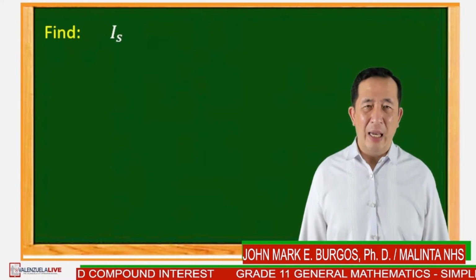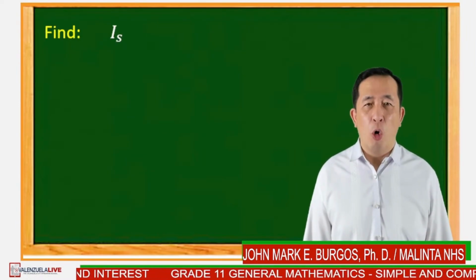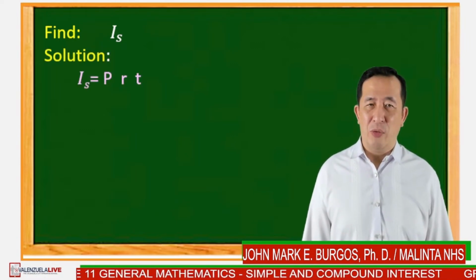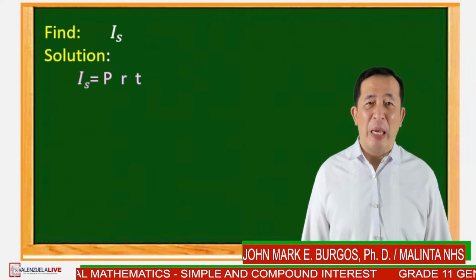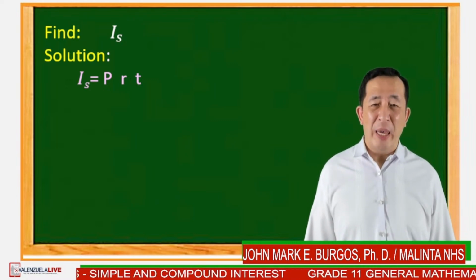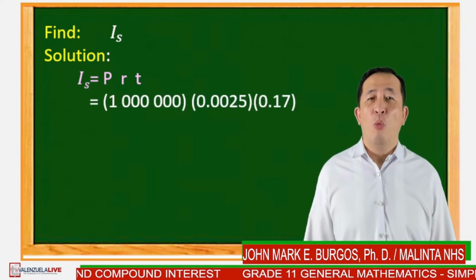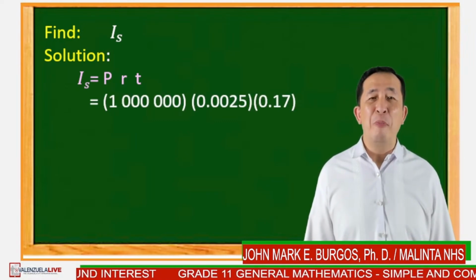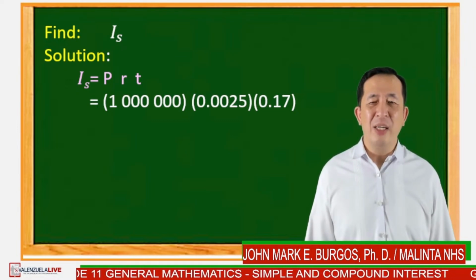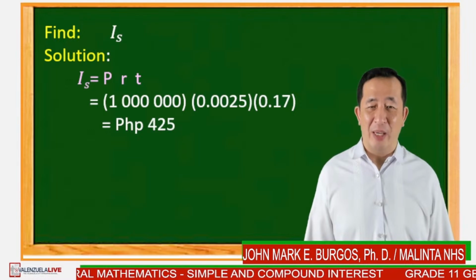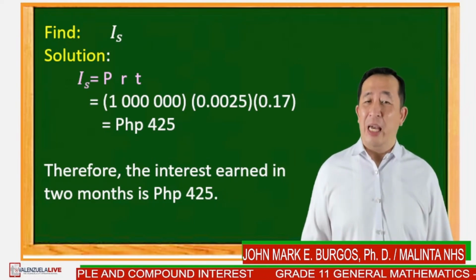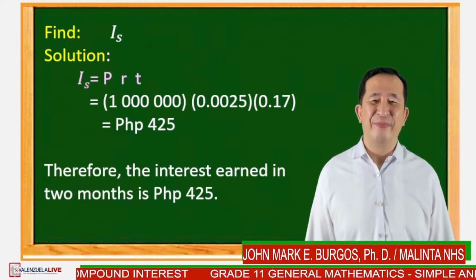Since the simple interest, or I, is being looked for here, we will use the formula I is equal to P times R times T. To substitute P with the value, we have 1 million pesos times 0.0025 times 0.17. The answer will be 425 pesos. Therefore, the interest earned in 2 months is 425 pesos.